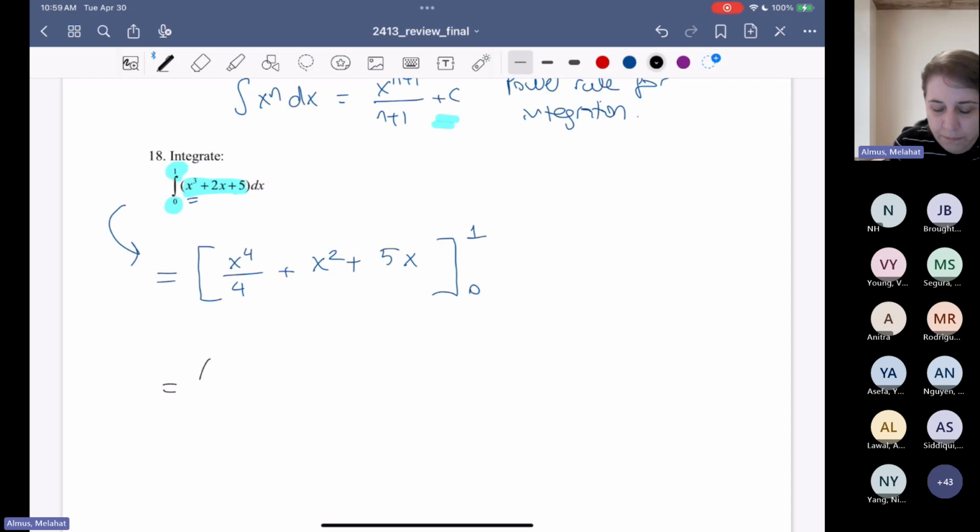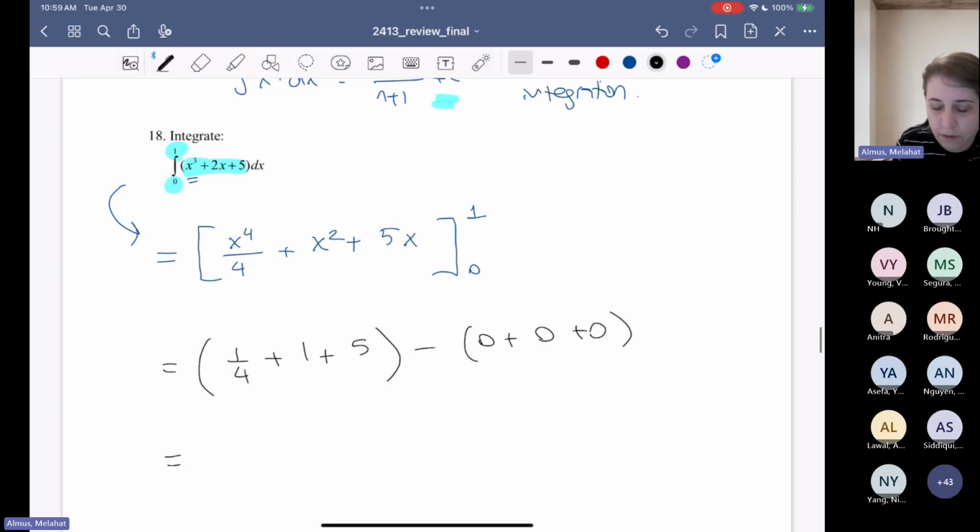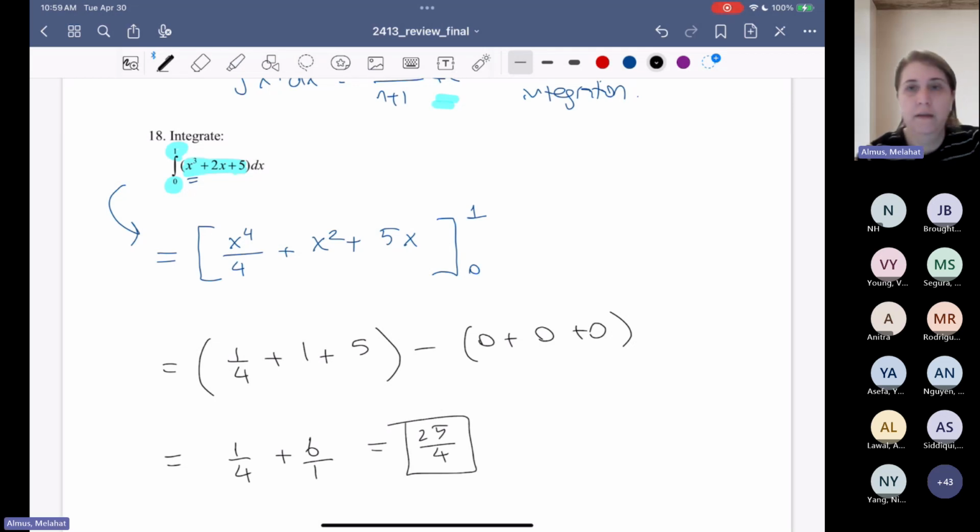Now it's time to plug in. Plug in the upper bound, upper limit, minus plug in the lower limit. And finish your problem by saying I need to do 1 over 4 plus 6, 25 over 4 is our final answer. I'm expecting an easy integration like this on multiple choice, and I don't want anyone to miss it. This is the easiest integral problem, right?